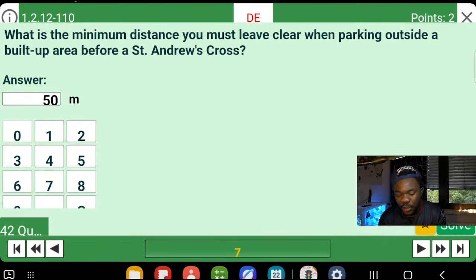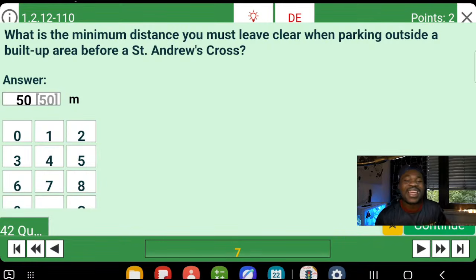If you have a similar question like this, but they're talking about inside the built-up area, the answer will be 5 meters. So outside the built-up area is 50 meters, if you want to park before a St. Andrews cross. But inside the built-up area, the answer will be 5 meters. So that's the difference. It's a very, very huge difference. Please take note.